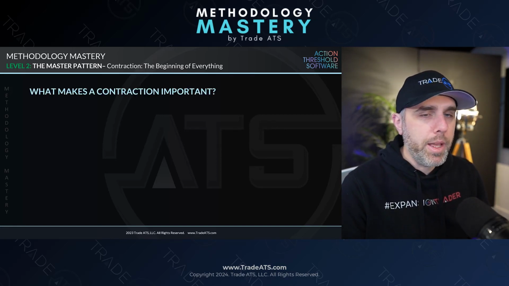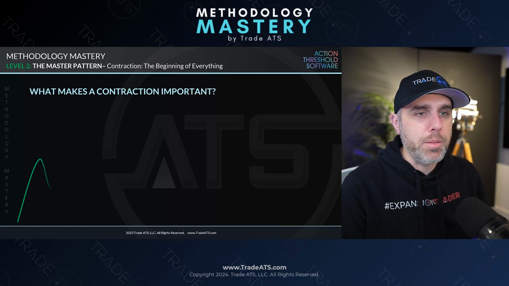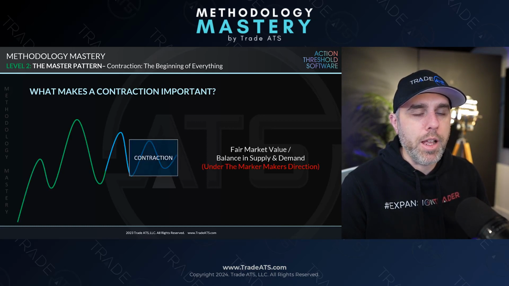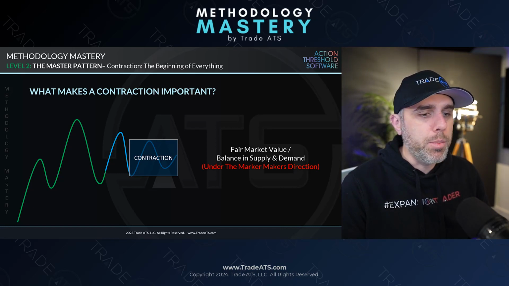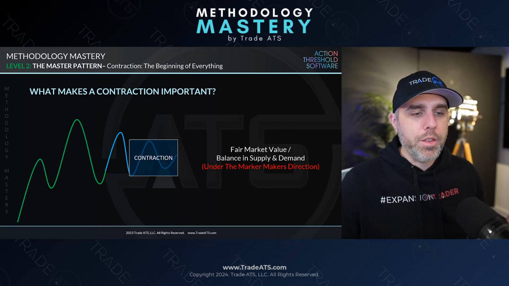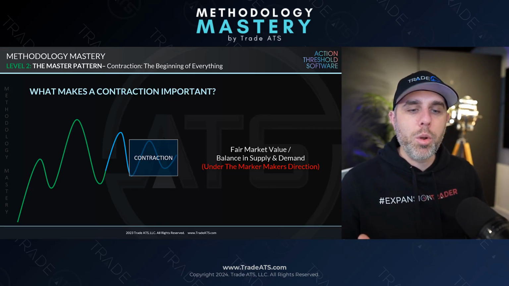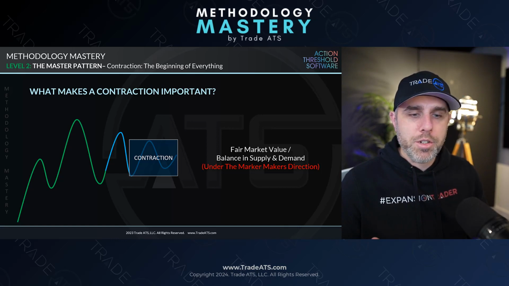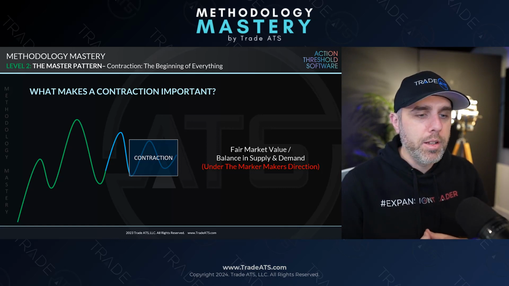So what makes a contraction point important? Let's look at the example here. Contraction is fair market value or a balance in supply and demand. And what's important to know is that this is under the market maker's direction. We've talked about it throughout these lessons that the market makers control supply. They don't control demand as much, but they are the floodgates of supply. So they're controlling one side of the coin to a large degree.